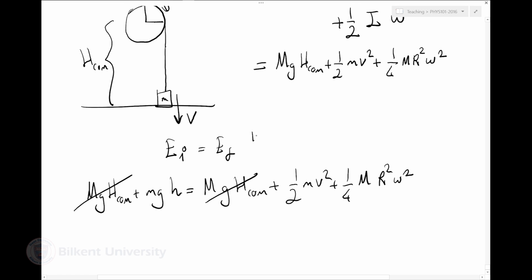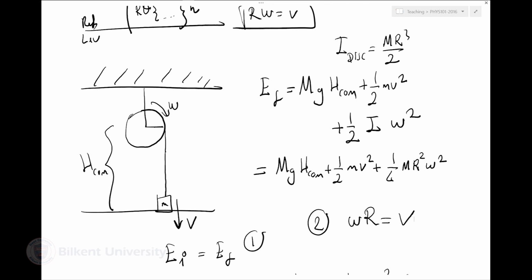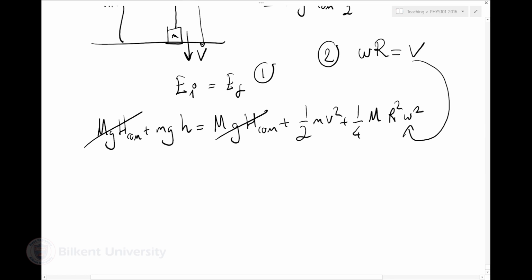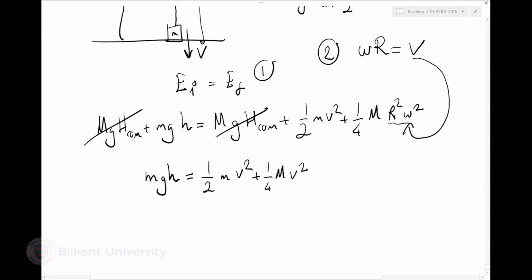So now I can actually use, so this is my first equation. My second equation is that omega times r is v. Maybe another way to think about it is, what's the velocity of this point at the edge of the pulley? It's omega r, right? At the edge of the pulley, v is omega times r, and the velocity of that point is exactly the velocity of the small mass. Okay? Maybe that's easier to grasp. Good. So now I can plug that second equation into my energy conservation. mgh is 1/2 m v squared plus 1/4 M, and omega is v over r, so r omega is actually v, v squared.